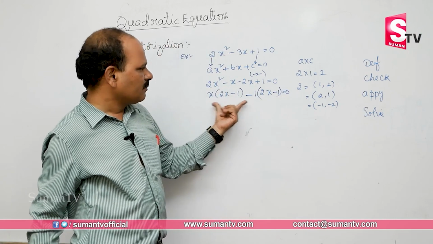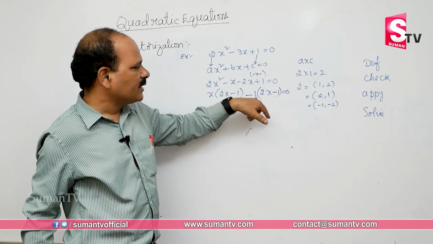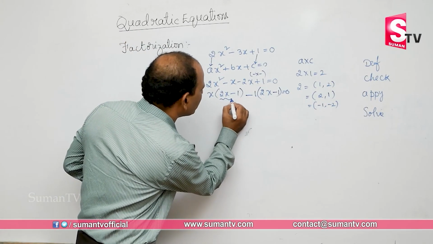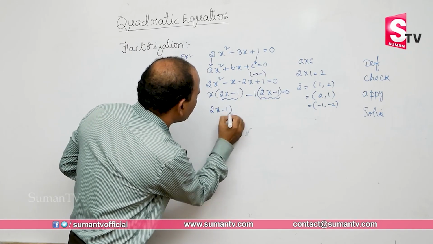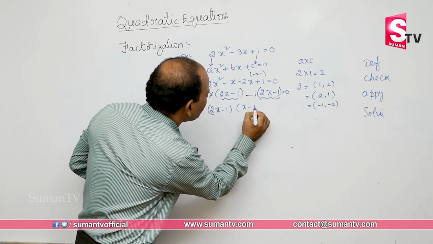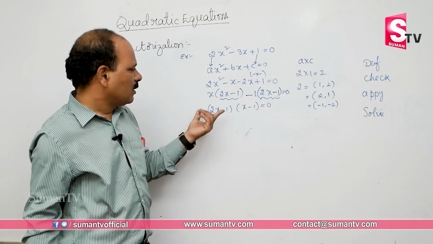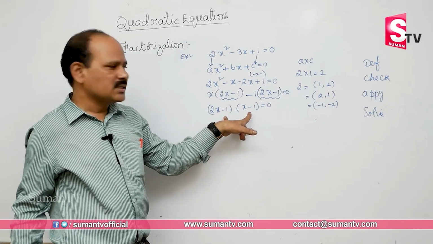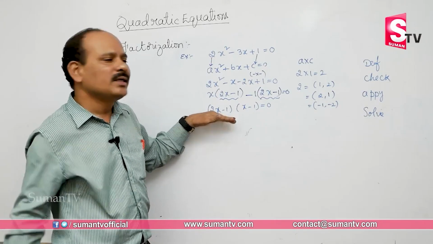Again, from the first term and second term, we have x into 2x minus 1 and minus 1 into 2x minus 1. From these two also I can take the common part again. So 2x minus 1 and x minus 1 is equal to 0. Now, if any one of these two is equal to 0, then only we will get the result 0. So we make each term equal to 0.